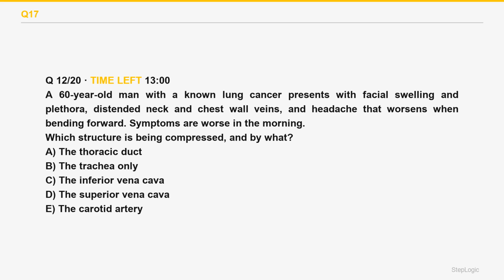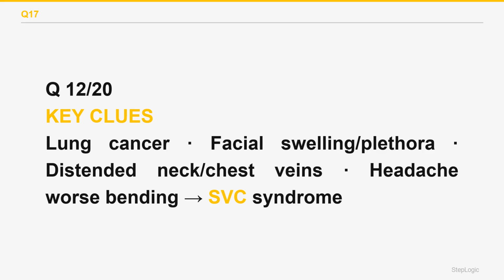Read the command. Which structure and by what? Lung cancer, facial swelling, plethora, distended neck chest veins, headache worse bending forward. Superior vena cava syndrome. This is superior vena cava syndrome, obstruction of the superior vena cava, most often by an adjacent mediastinal mass, classically a lung cancer, especially small cell or squamous, or lymphoma in the right upper lobe or mediastinum.